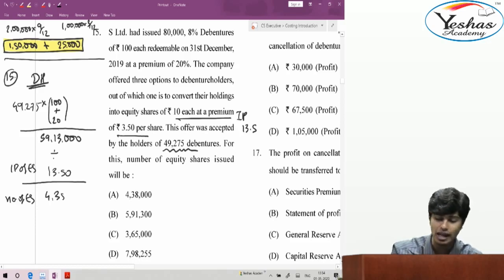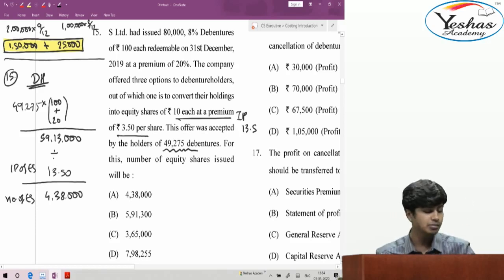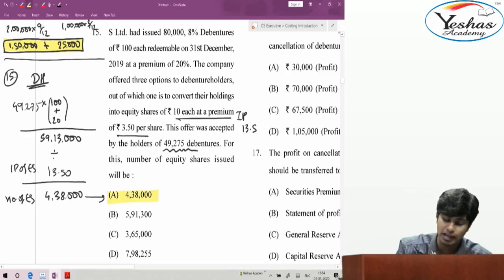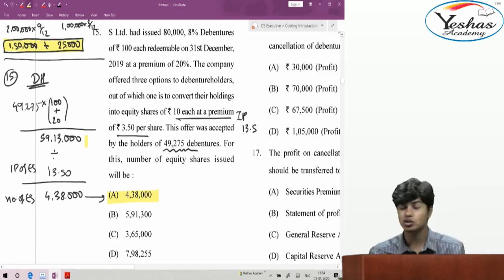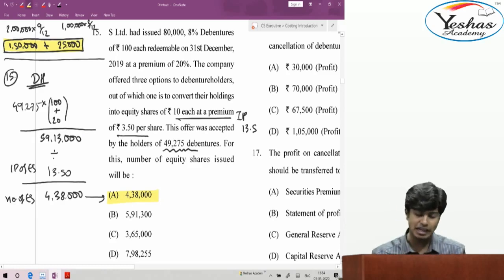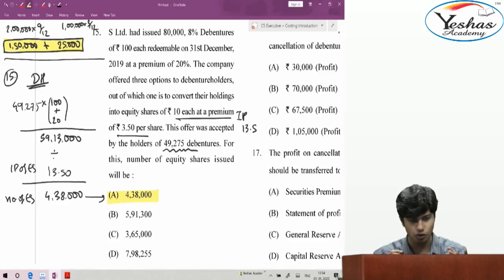If you issue them 4,38,000 shares at 13.5, that comes to 4,38,000 multiplied by 13.5. That comes to 59,13,000. 59,13,000 is at a premium of 20. So if you divide it by 120, multiply it by 100, I'll get 49,275 shares. So basically, 49,275 debentures into 120, amount payable 59,13,000. Issue price of new shares is 13.5. Divided by 13.5, number of equity shares will come to 4,38,000. So this is the answer for question number 15.